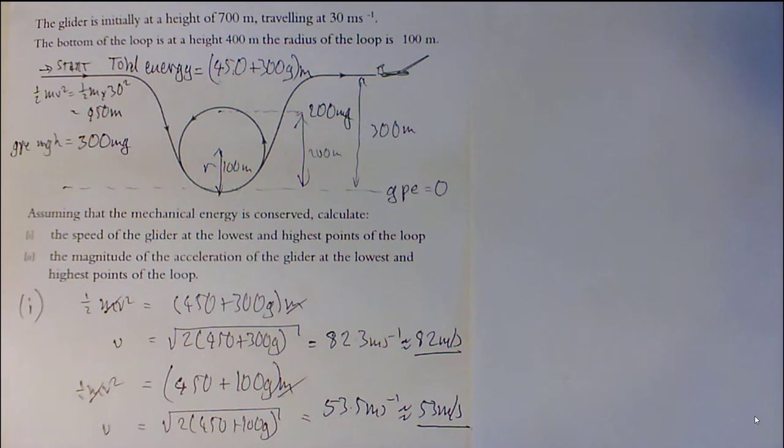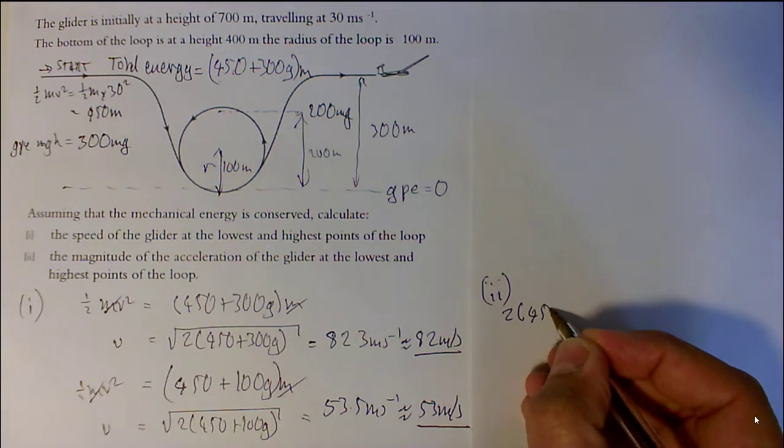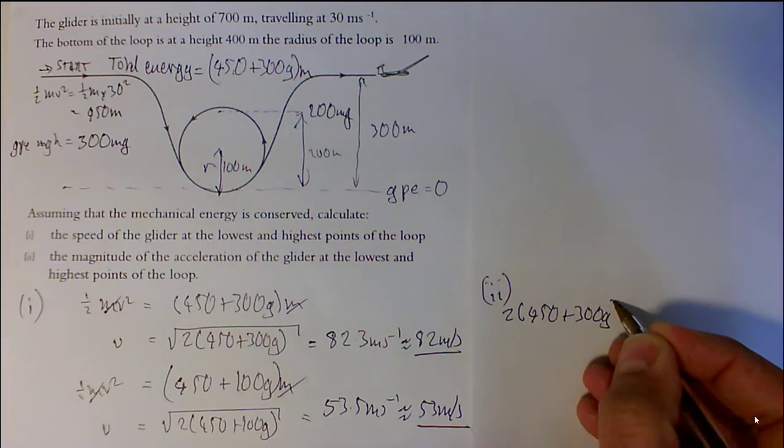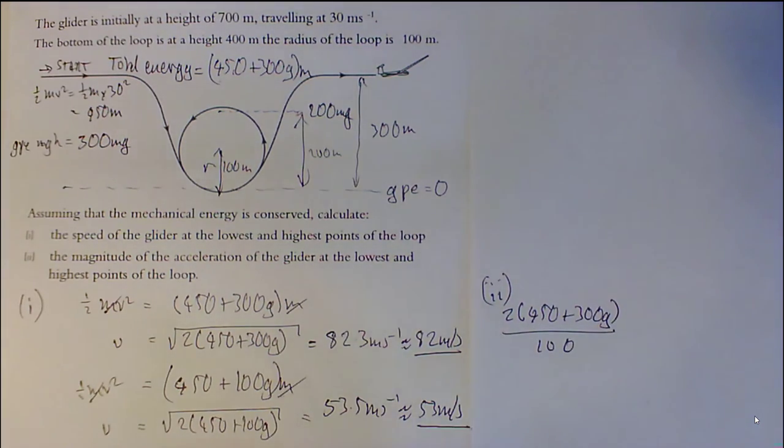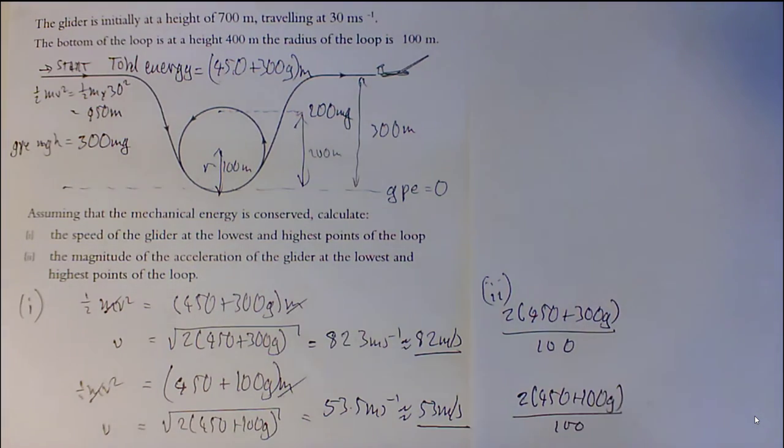Now, the magnitude of the acceleration at those points is now quite straightforward, because the acceleration at each point is simply v squared over r. v squared is what's inside the bracket here. So here's my part 2. The acceleration at the lowest point in the curve is simply 2 times 450 plus 300g over 100. And at the highest point is 2 times 450 plus 100g over 100.